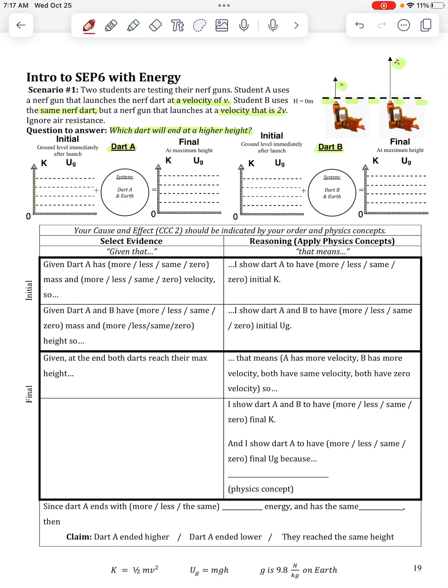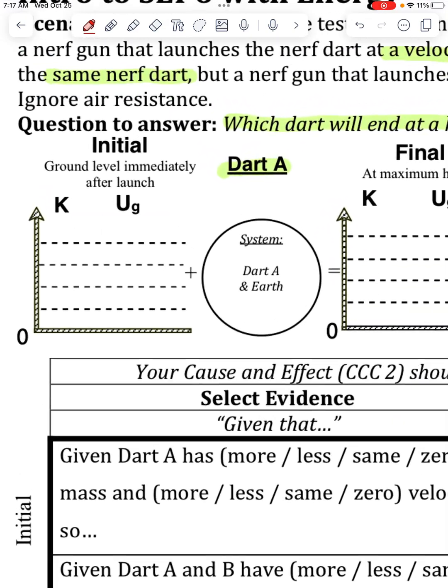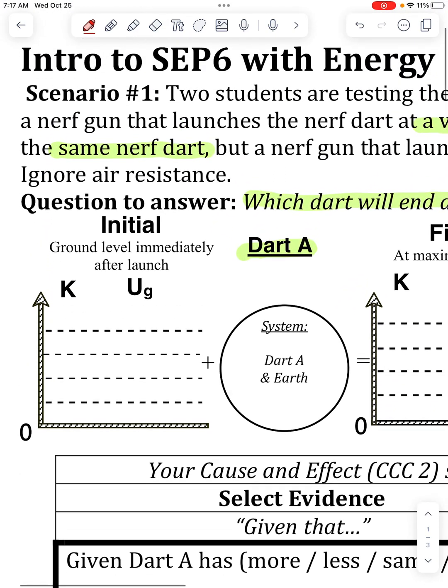So first, initially, you want to read right above your bar chart where it defines what initially means. Initially is at the ground level after it's already been launched. So ground level, that's a code word for meaning no height. So there's initially no UG. After it's already been launched means it's already moving with some velocity. So I'm going to give it some kinetic energy.